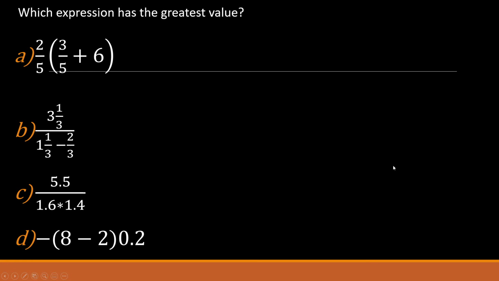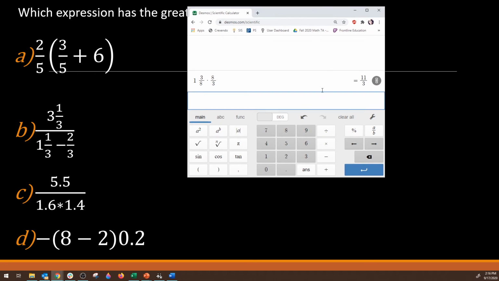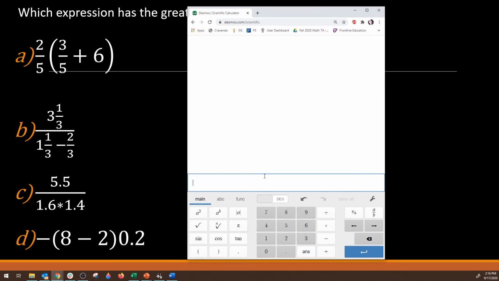Okay, our next one, we want to know which expression has the greatest value. For this one, I would 10 out of 10 recommend typing all these into a calculator and seeing what you get. Now with these ones, anytime you type anything into a calculator, it needs to look exactly the same as the problem that you are typing in. If it does not, the calculator will not compute it correctly.